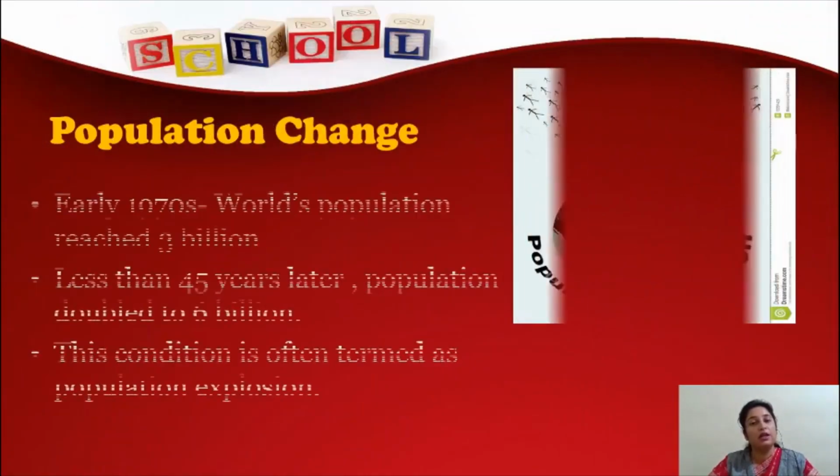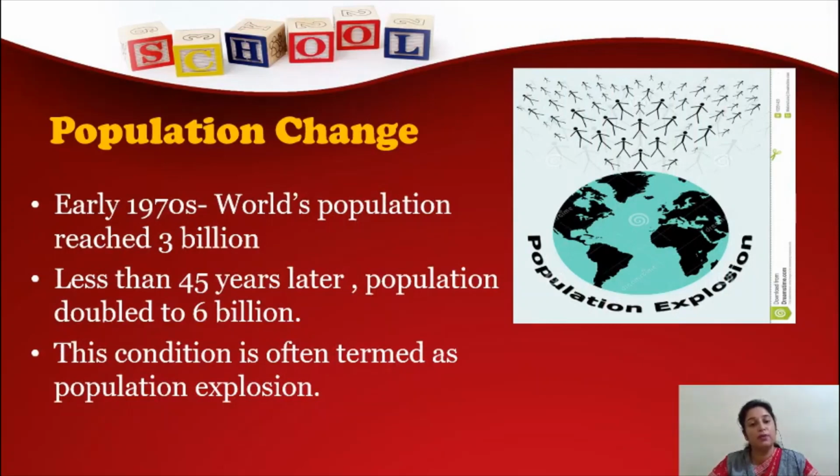In 1820s, we can see that the population reached to 1 billion. And in early 1970s, the world's population reached to 3 billion. And then in less than 45 years, in the year 2010, the population was just doubled and it reached to 6 billion. Now this term is often known as population pyramid. What is population pyramid? When there is a sudden increase in the number of people. Alright. This term is known as population explosion.